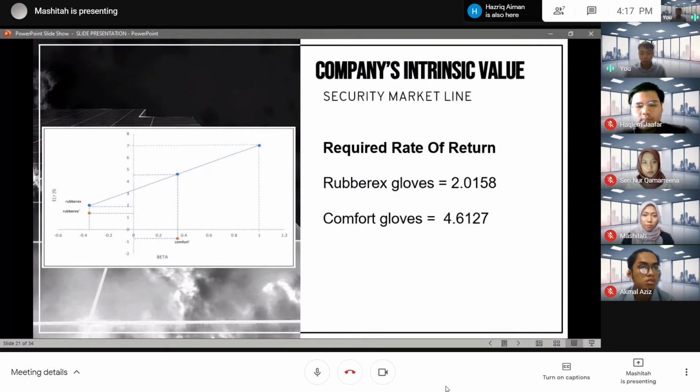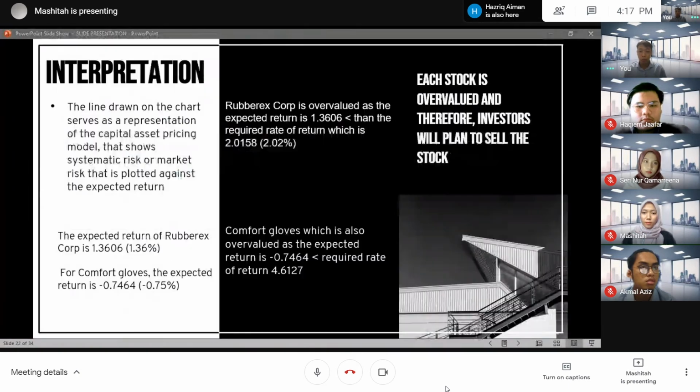The required rate of return for Rubberex is 2.0158% and for Comfort Gloves, it is 4.6127%. The line drawn on the chart serves as a representation of the capital asset pricing model that shows systematic risk or market risk that is plotted against the expected return. The expected return of Rubberex is 1.36% and the expected return for Comfort Gloves is negative 0.75%.